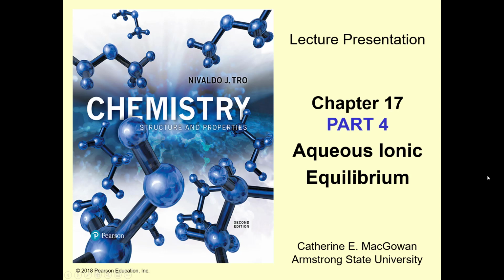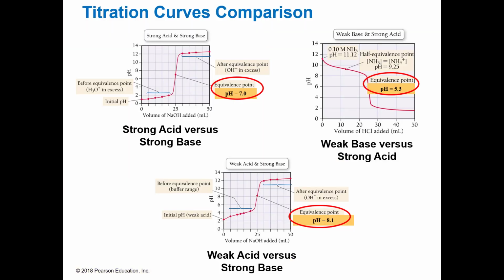Welcome back to Chapter 17, which is our aqueous ionic equilibrium. I'm Dr. Rhonda Kofelt. In this section, we're going to look at some of these titration curves and compare them. We mentioned this briefly in one of the previous sections: if you have a strong acid and strong base, your equivalence point is going to be right at 7.0. And remember, equivalence is where the concentration of the acid equals the concentration of the hydroxide.